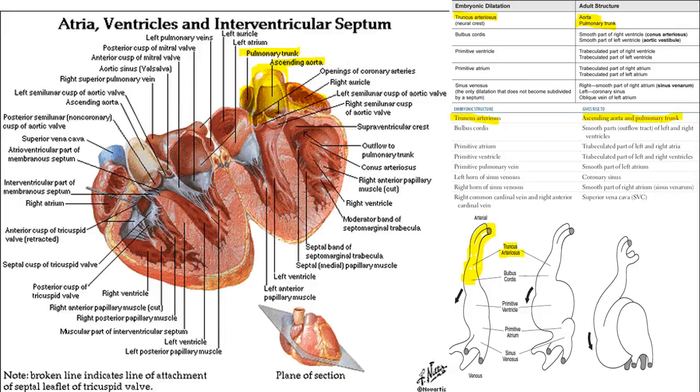This is a video presentation on cardiovascular fetal development. Starting off here, we're going to talk about the case.